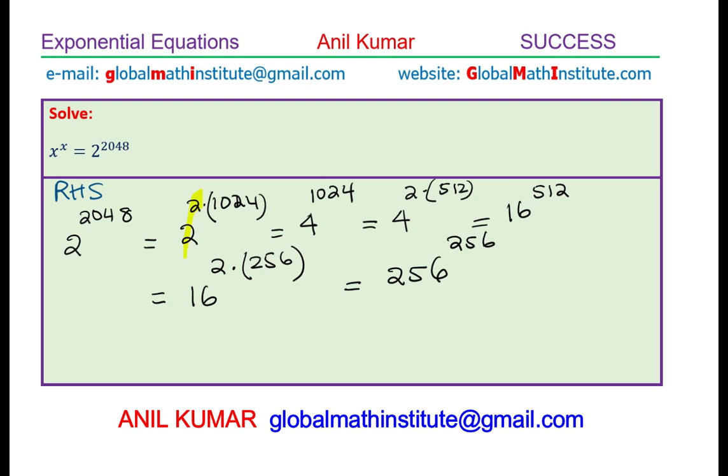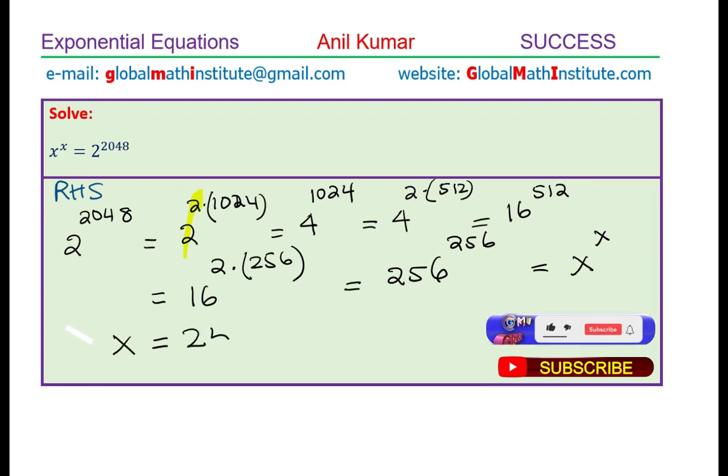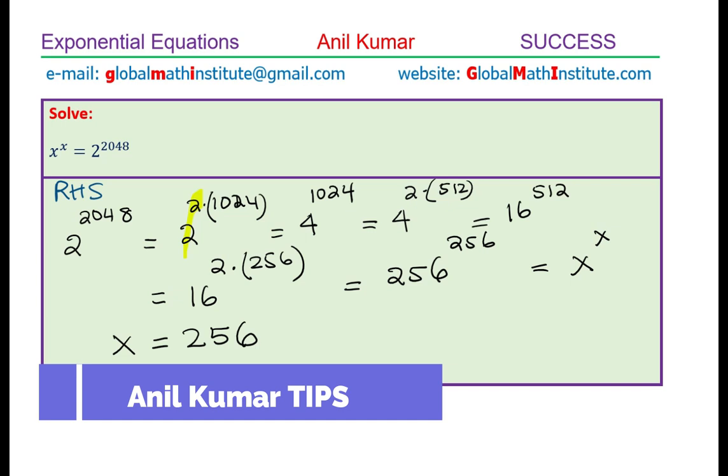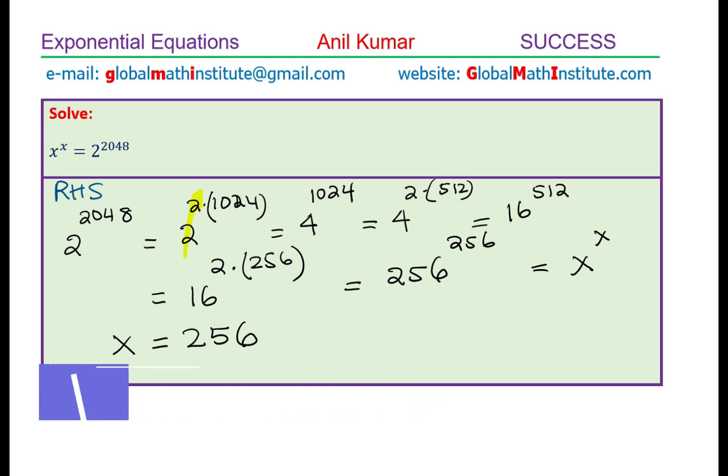Makes sense. These are the same numbers, x to the power of x. And clearly x should be equal to 256. See how beautifully we have answered this question without much problem. The simple idea of working with the powers of 2 and rearranging helps us answer this particular question. I hope it makes sense.